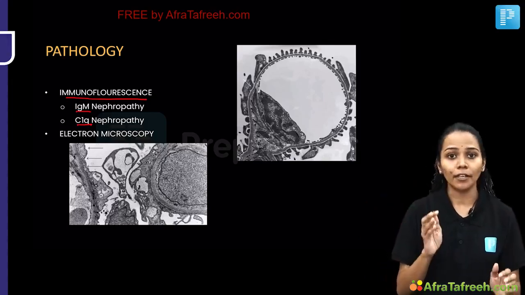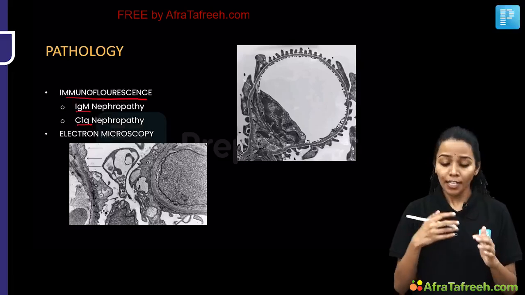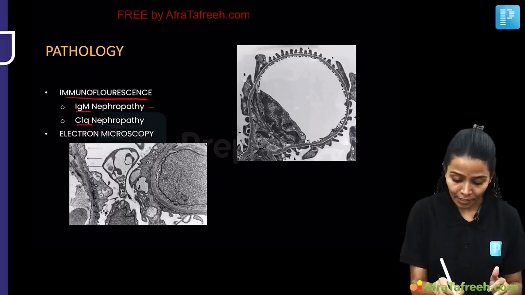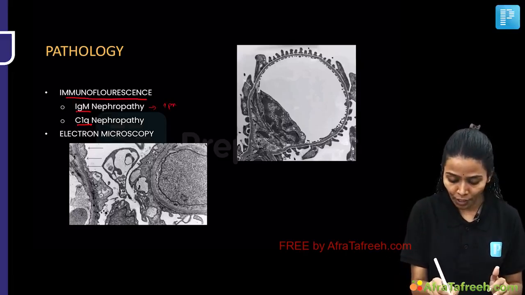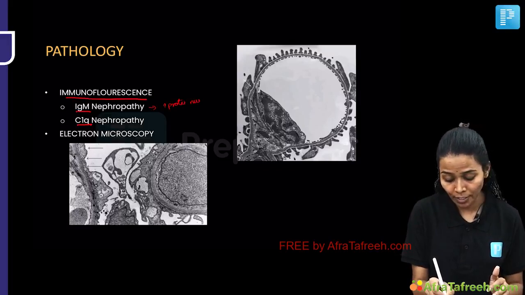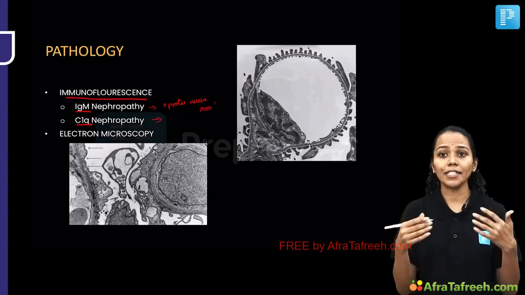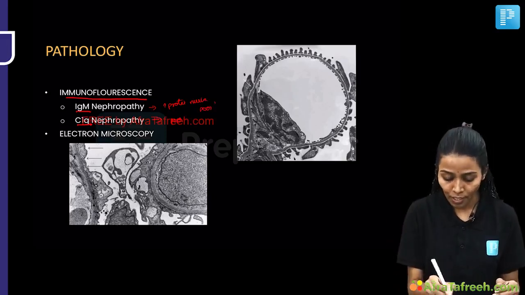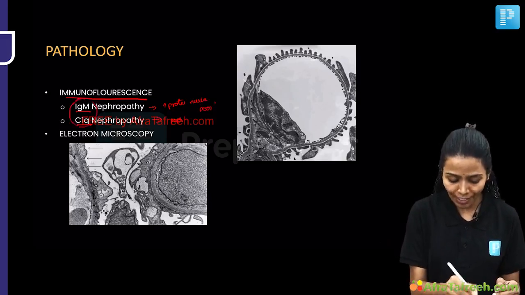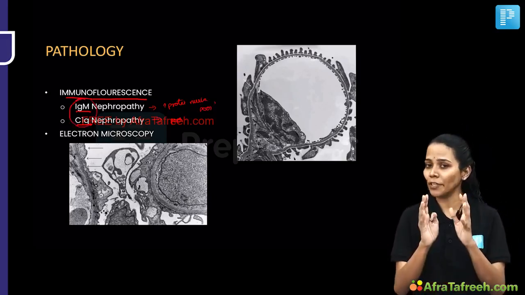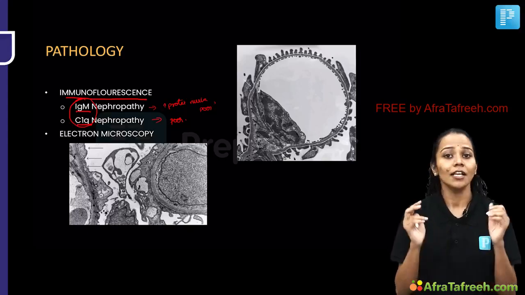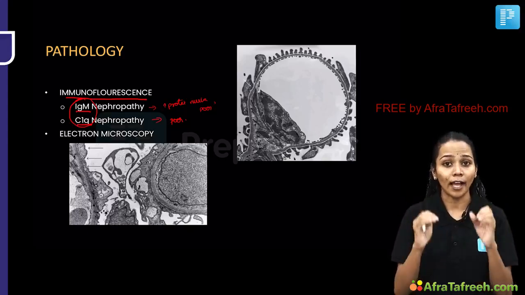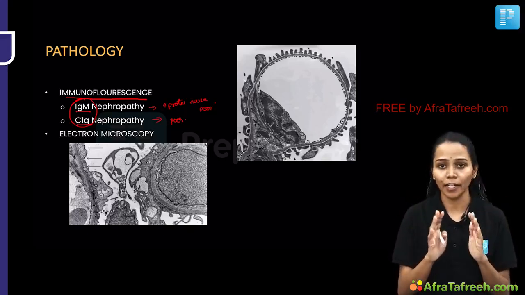In IgM nephropathy, what happens is the patient will have increased proteinuria and poor prognosis. That is, response to steroid is going to be lesser. Similar thing happens in C1q nephropathy also. There is going to be poor prognosis. So once these two stainings come in a patient suspected of minimal change disease, we have to be careful. We have to know that the response may not be adequate.